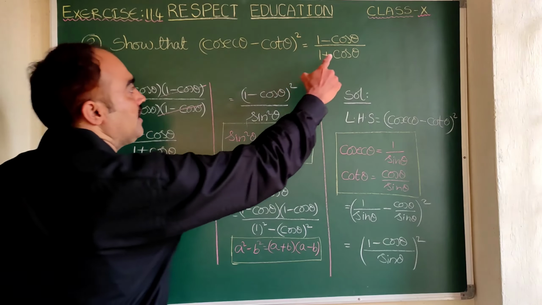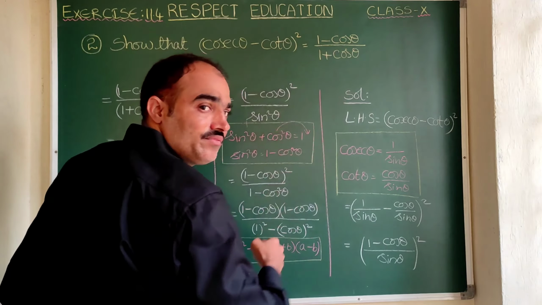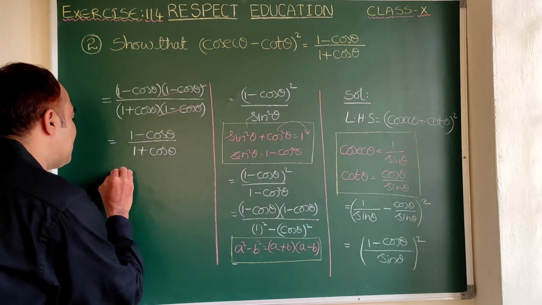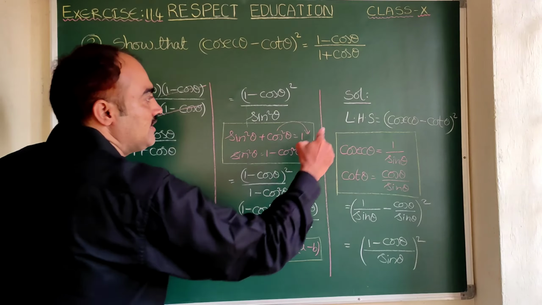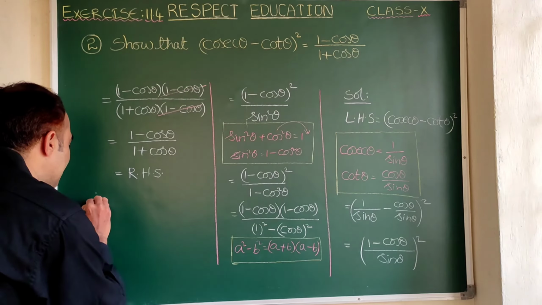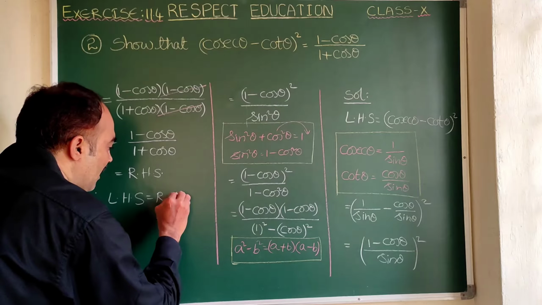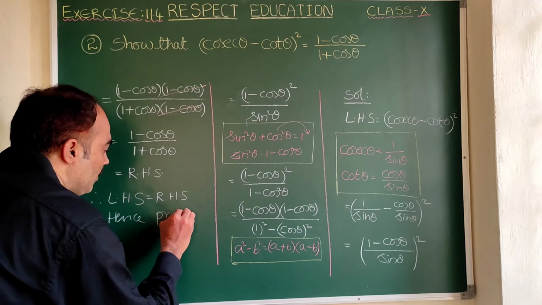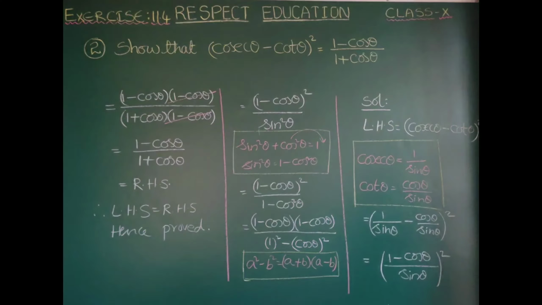You observe in the question, what is to be shown? 1 minus cos theta by 1 plus cos theta. Here what we got? Same, 1 minus cos theta by 1 plus cos theta. So we have got the RHS. That means in this problem, if we consider LHS, we have reached the RHS. So we can write here, hence proved. With this, the second problem gets completed.